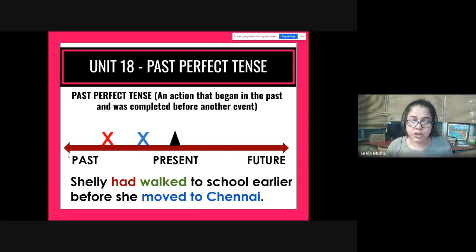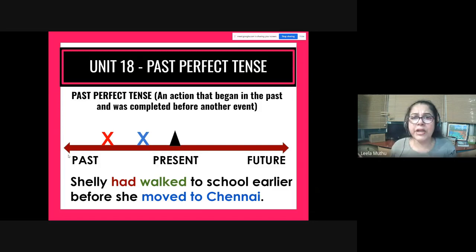Okay, so Shelley had walked to school earlier, before she moved to Chennai. So her earlier action was that she used to walk to school. But it stopped because she moved to Chennai. So two actions have happened. Had walked to school is the first action. The next action, she moved to Chennai.